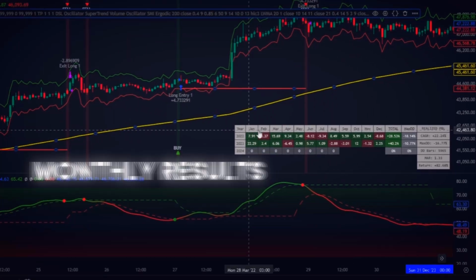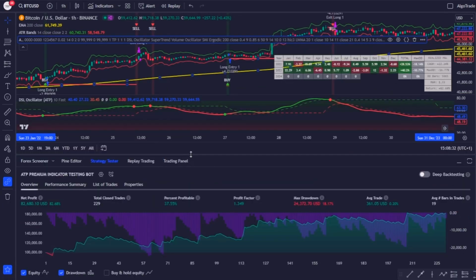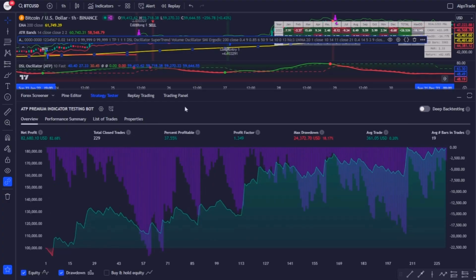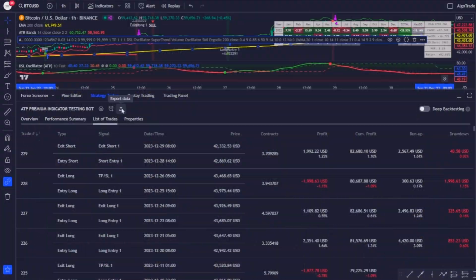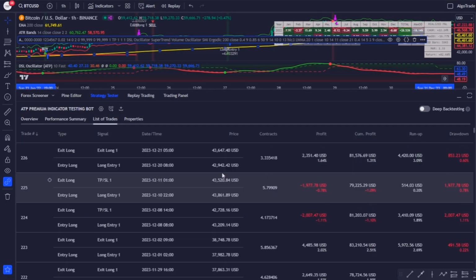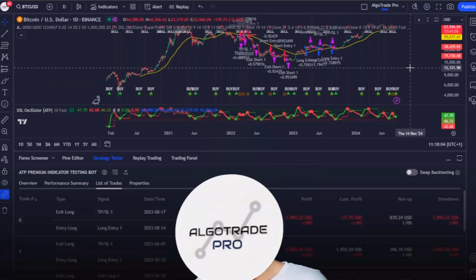Besides that, it also provides the monthly results here in this table and the overall statistics for each asset in the Strategy Tester tab. Since I have the premium TradingView plan, I can download all the trades the bot executes, which I will use to create the trading journals. I'll see you in a minute.